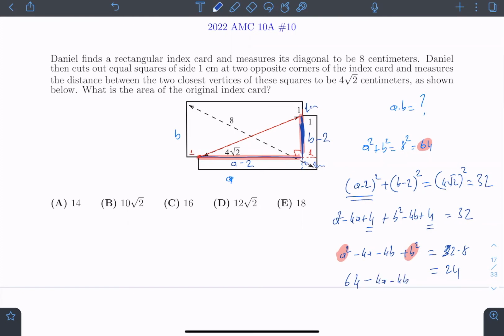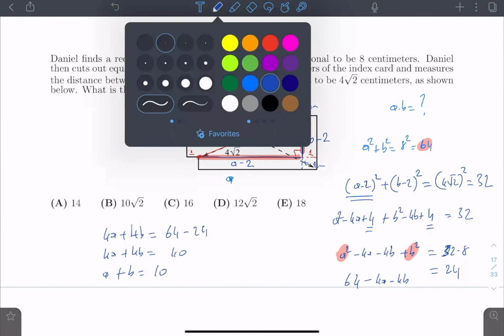And here we can get 4A plus 4B is equal to 64 minus 24. So 4A plus 4B is equal to 40. If we divide both sides by 4, we can get A plus B is equal to 10. And we know the sum of the length and width is 10. Again, let's square both sides. We are looking for area.